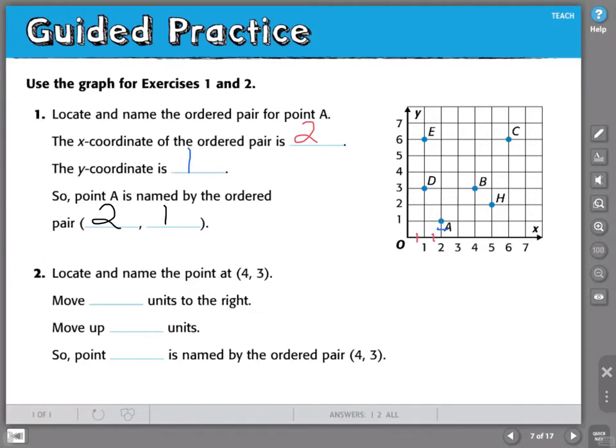Now they ask us to locate and name the point at 4, 3. The x-coordinate is the first one. It tells me to move 4 units to the right. 1, 2, 3, 4. The y-coordinate comes second, telling me to move 3 units up. So point B is what we find at ordered pair 4, 3.